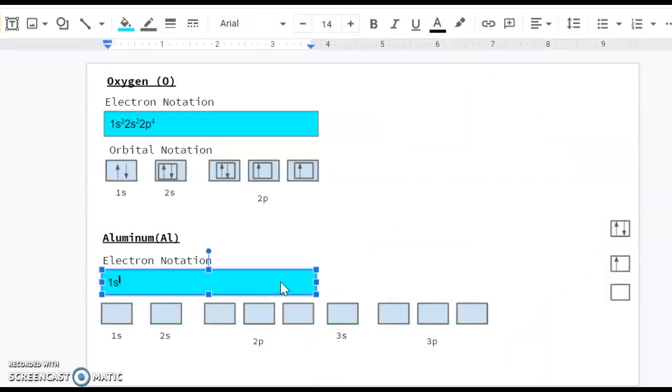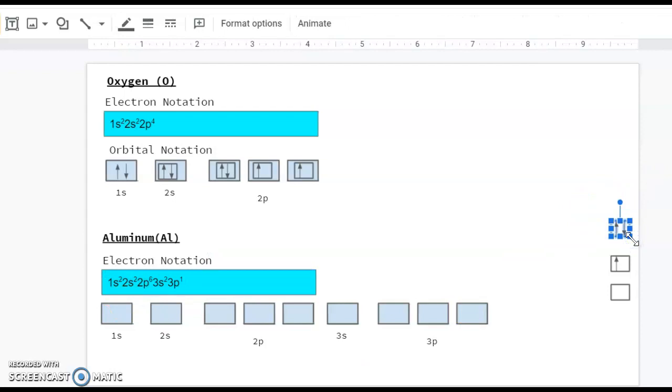So 1s2, 2s2, 2p6, 3s2, and then 3p1. Now we're going to go in and fill in our orbitals. We have to start here at energy level 1 and work our way to 3p. We know energy level 1, s2, has 2 electrons for the exponent. So we're going to paste 2 electrons. You can do one at a time, like I said, but you can paste 2.